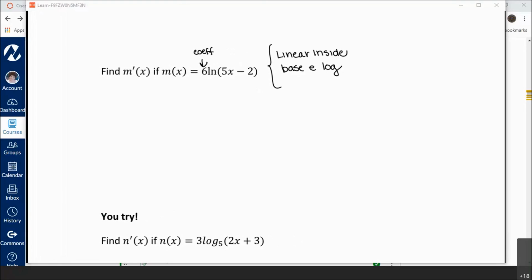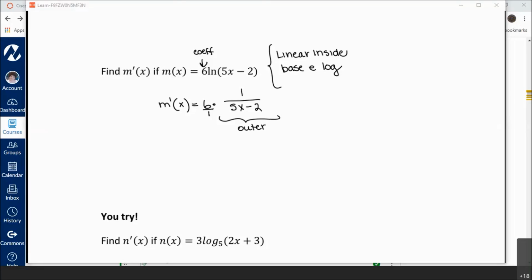So if I want to find m prime of x, I'm going to first pull through the coefficient. And then I'm going to take the derivative of the outer function, which is the log. So that's going to be 1 over the argument; again, I would say ln of e down here, but ln of e is just a 1, so I'm only going to wind up with this. It's also important to realize this 6 is 6 over 1, so that 6 is also in the numerator.